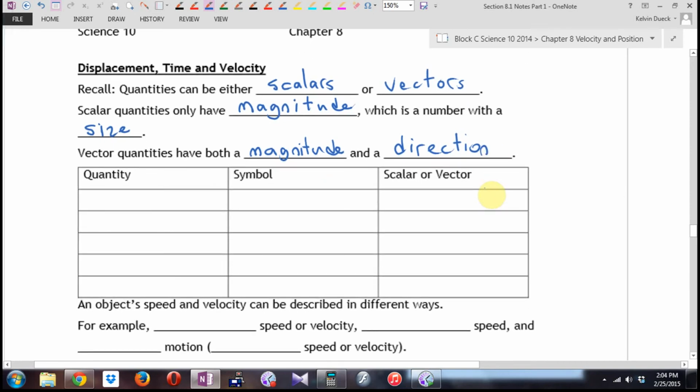So just to give you kind of a summary of the ones we're going to be looking at in Physics Science 10, so you have a chart somewhere when you're trying to remember which ones are which. We have distance, symbol D, scalar.